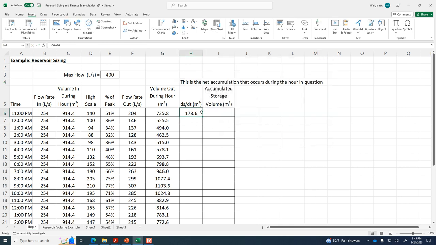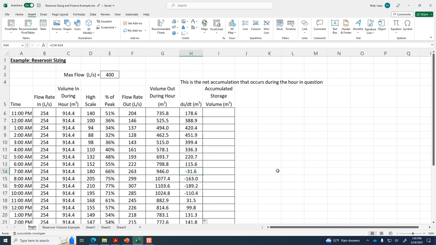Okay, so this is just the hourly difference between in and the out. So then if you look at the midnight hour, it's even bigger because people are going to sleep, they're not using much water. So the net difference is changing. So let me just distribute that all the way through.